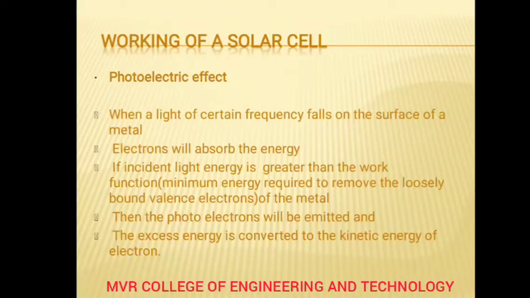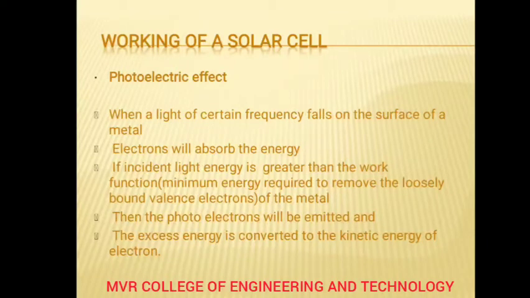So whenever the sunlight hits the panel, there will be the minimum energy required to remove these valence electrons. So these will form a flow of electrons, and this flow of electrons is directly used. Next, the photoelectrons will be emitted, and the excess energy is converted into kinetic energy of the electron. So like this you can use your solar cell. This is the working of the solar cell.